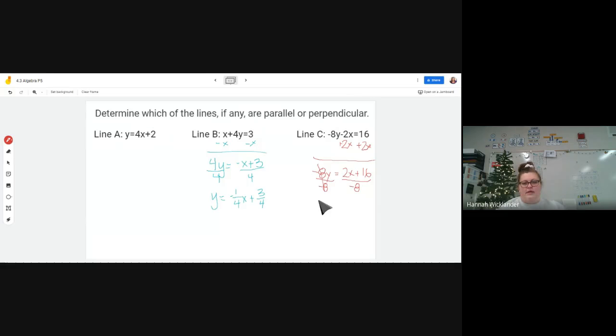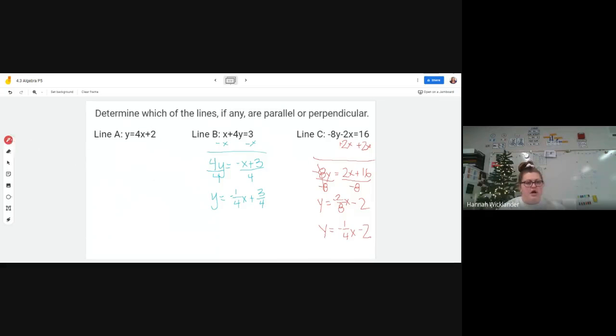They cancel, and I'm left with y equals 2 over -2/8 minus 2. Oops, forgot my x. -2/8 can be simplified to -1/4. Okay, so now are they all in y equals form?